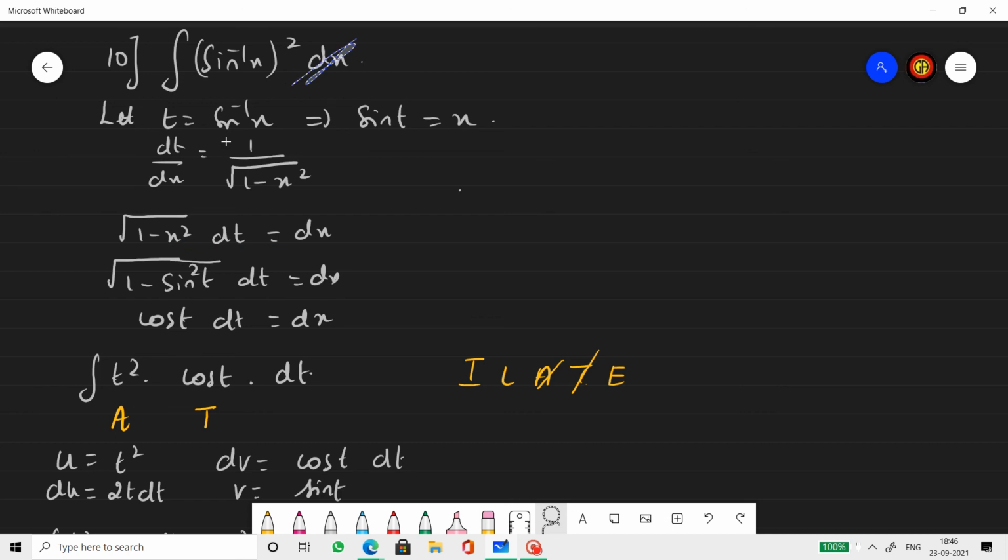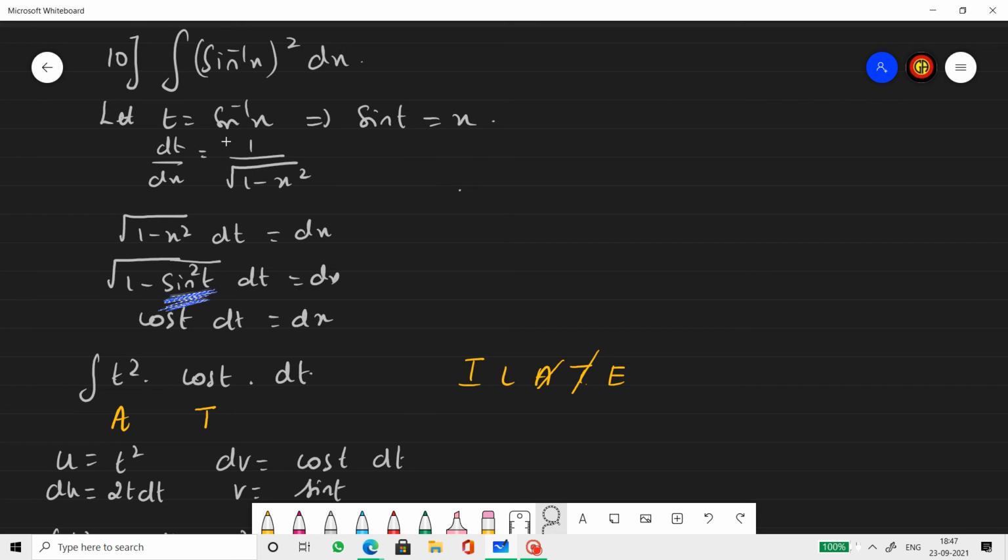Isn't it? dx becomes dt into root over 1 minus x square. So now just check for some x term which can change the question in terms of t. Since we took t is equal to sine inverse x, sine t equals x. So here in the place of x, substitute sine t.